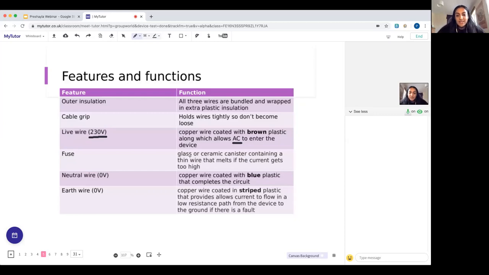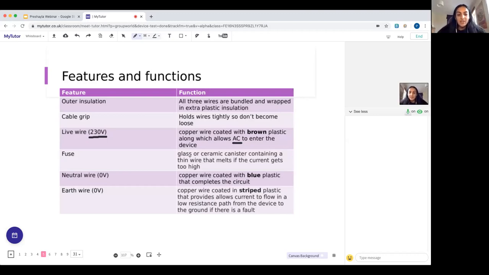Okay, then we move on to the fuse. The fuse is a glass or ceramic canister, like a little cylinder this big, containing a really thin wire that melts if the current gets too high. So if for any reason we were to have a surge in current or a sharp rising of current, the fuse can detect this and it melts the wire, which breaks the circuit.